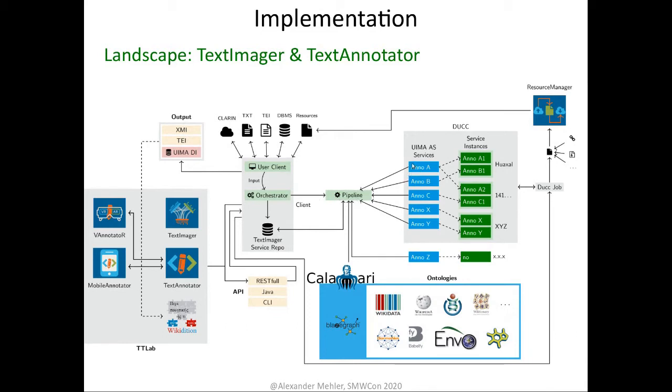And in this pipeline, you have multiple services, and each service is an implementation of an NLP annotator. For instance, a tokenizer, a part of speech tagger, named entity recognizer, and so on and so forth. And each of these services is distributed on multiple servers. This architecture guarantees the processing of large amounts of data. So with our system, we are able to analyze big amounts of data and big corpora.